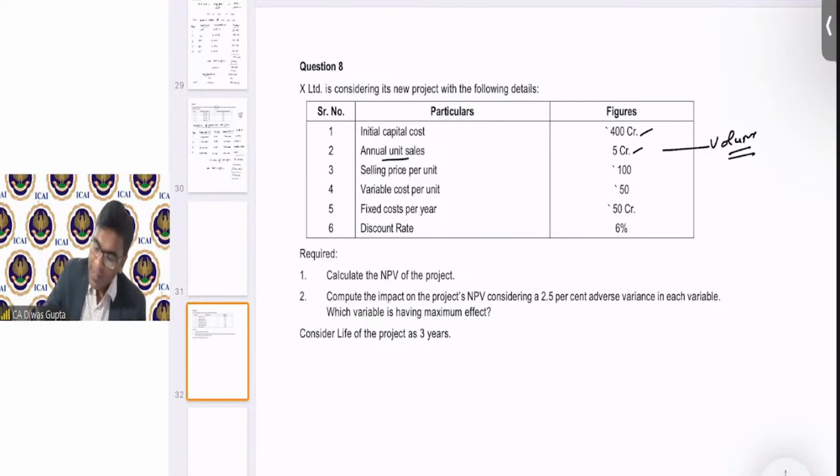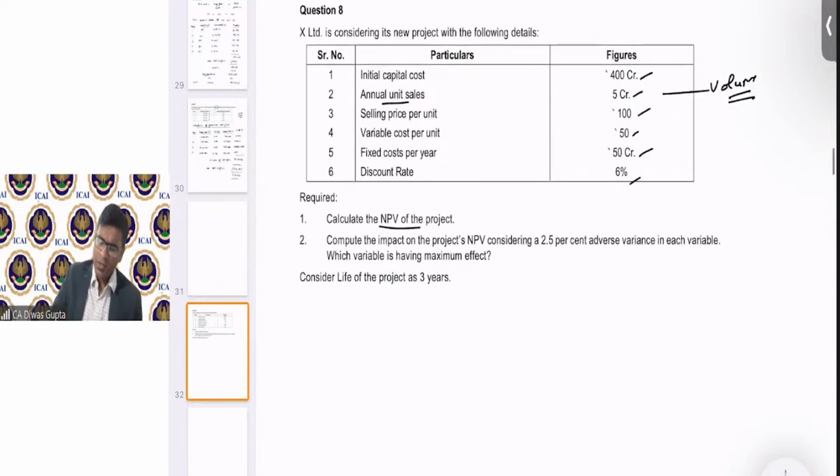Then the selling price per unit is rupees 100. So for one unit, the selling price is rupees 100. Variable cost is rupees 50. Fixed cost is rupees 50 crore and the discount rate is 6%. Then what they are asking us to calculate is the NPV of the project, the net present value of the project, which is very easy.